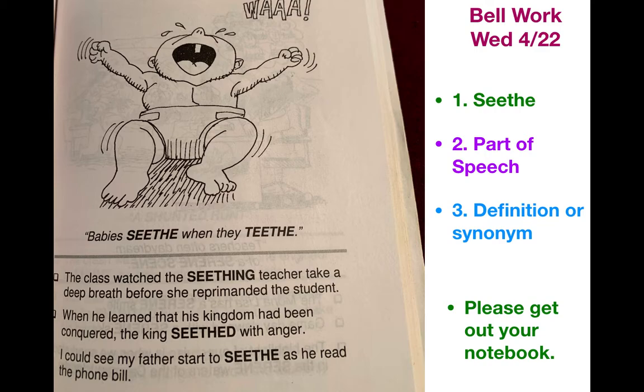They are certainly in a state of agitation. Let's look at the very bottom sentence and see if we can get a more precise definition. I could see my father start to seethe as he read the phone bill. Think about this. Mom or dad, they look at the phone bill, it's really high. They might start getting angry. They might start shaking because of how angry they are. So to seethe is to boil over with emotion, usually anger or sometimes pain. But seethe is to be very agitated. So very good. Let's move on.